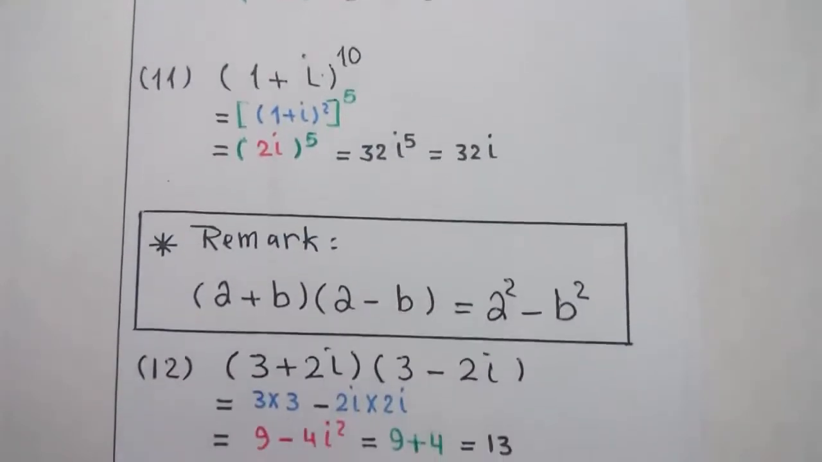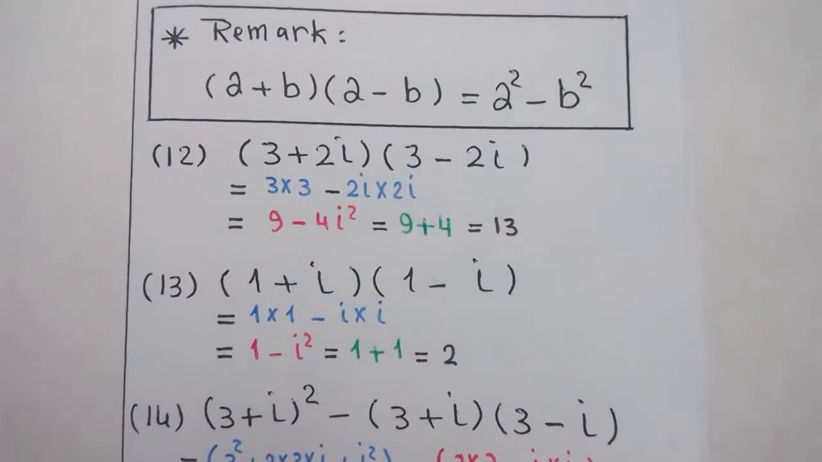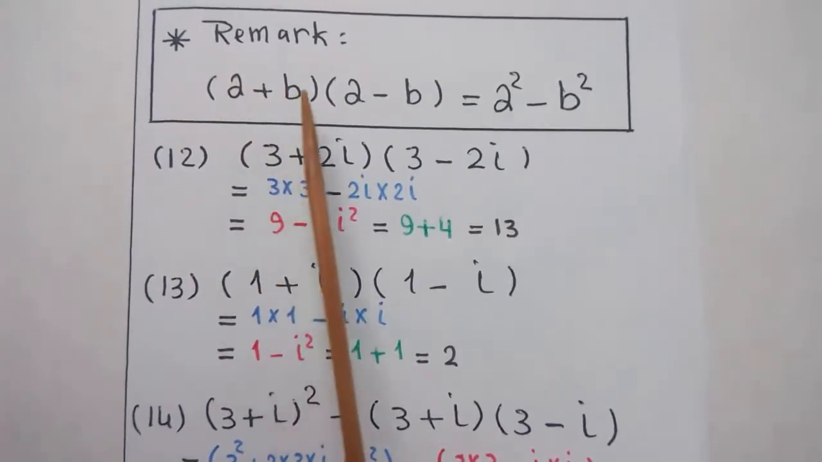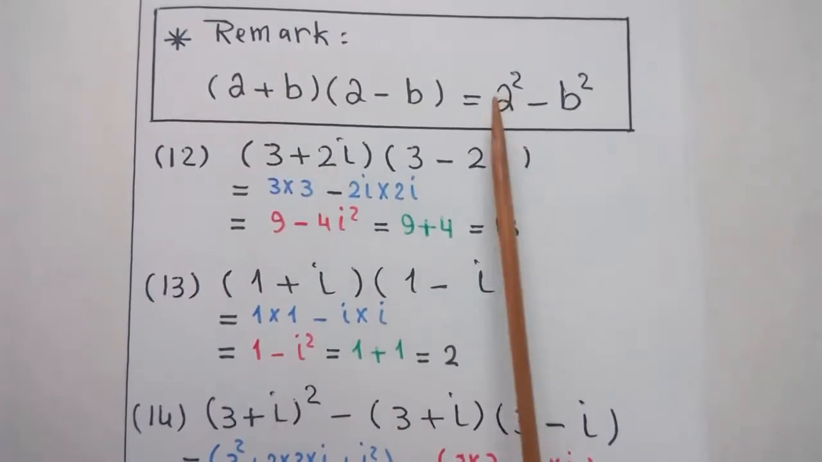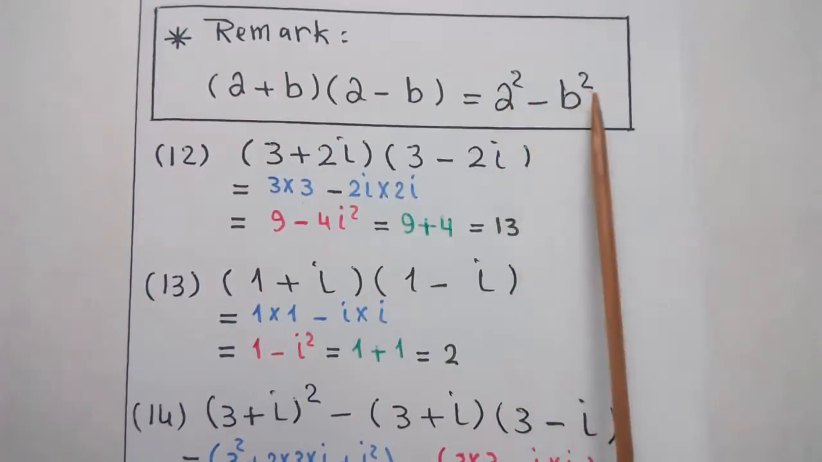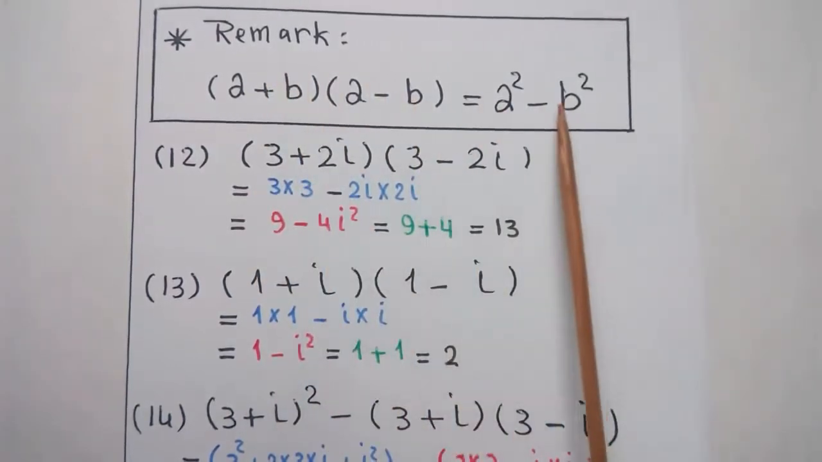Remark. (a plus b) times (a minus b), the conjugate, equals a power 2 minus b power 2. That is a times a power 2 minus b times b power 2.